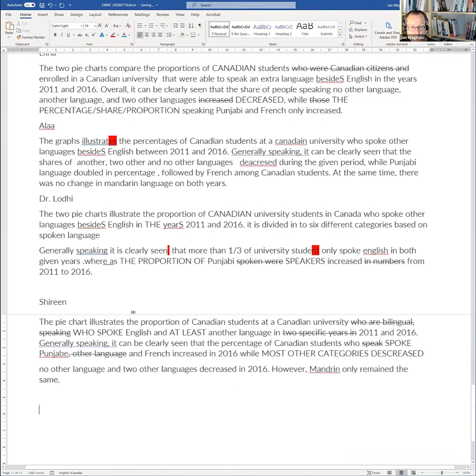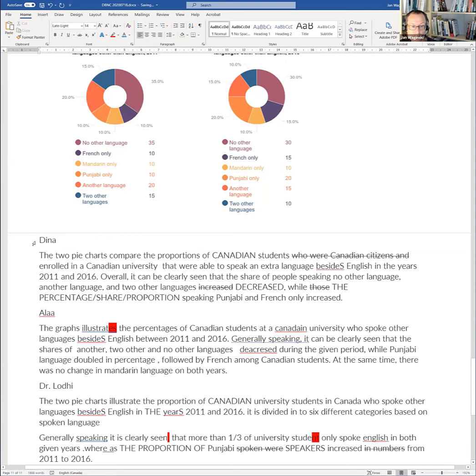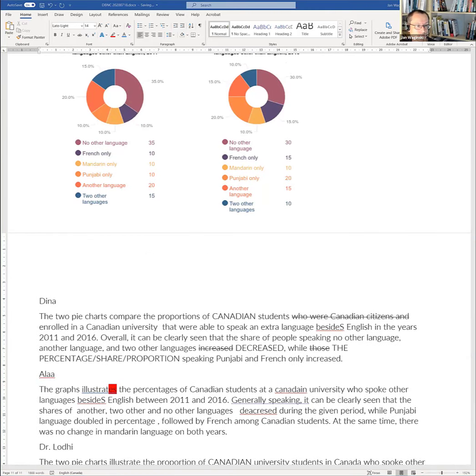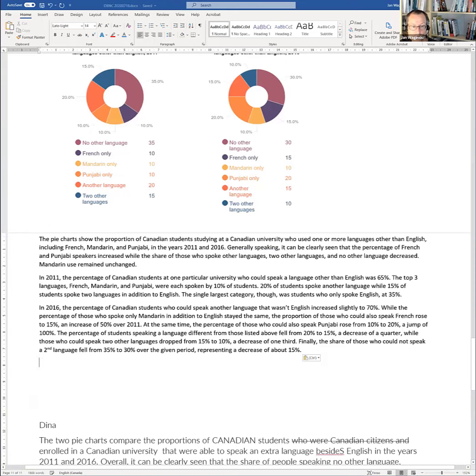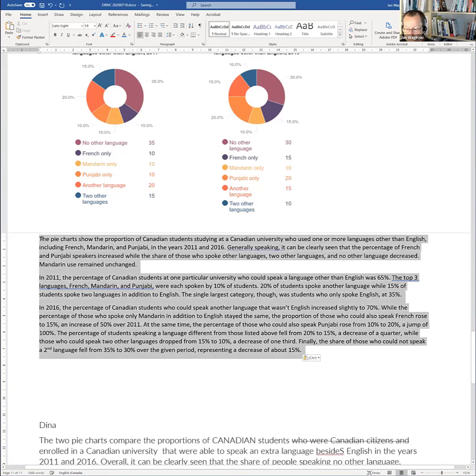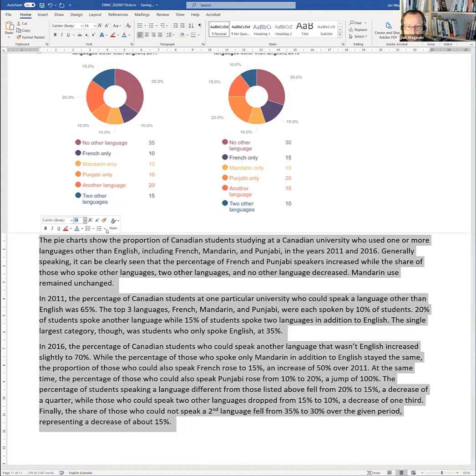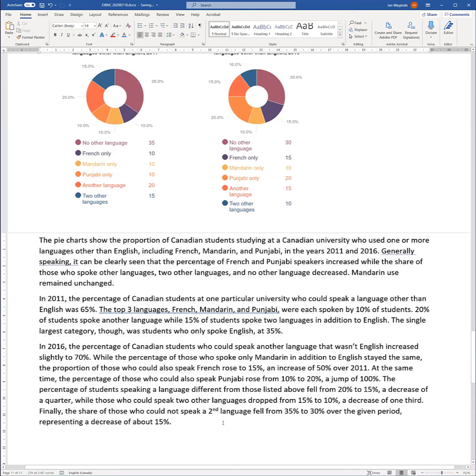Okay, let's have a look at a model response for this. Shireen, can I get you to read it for us? Just blow it up a little bit. Okay, read. Okay, the two pie charts show the proportion of Canadian students studying at a Canadian university who used one or more languages other than English, including French, Mandarin, Punjabi, in the years 2011 and 2016. Okay, read the second paragraph, sorry.